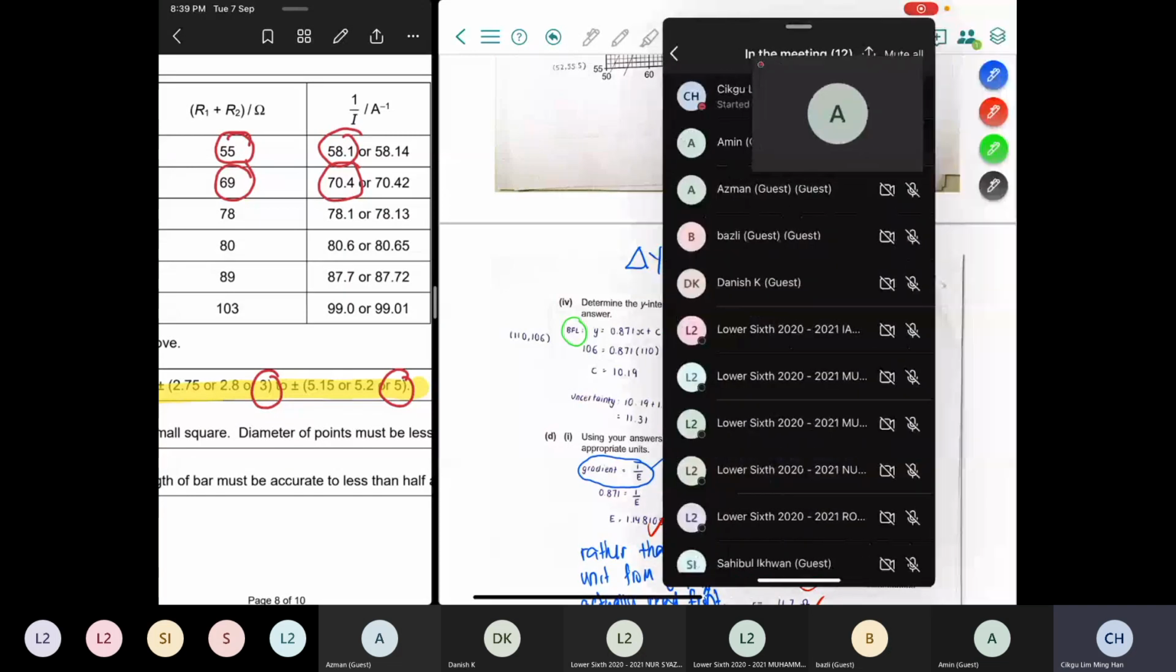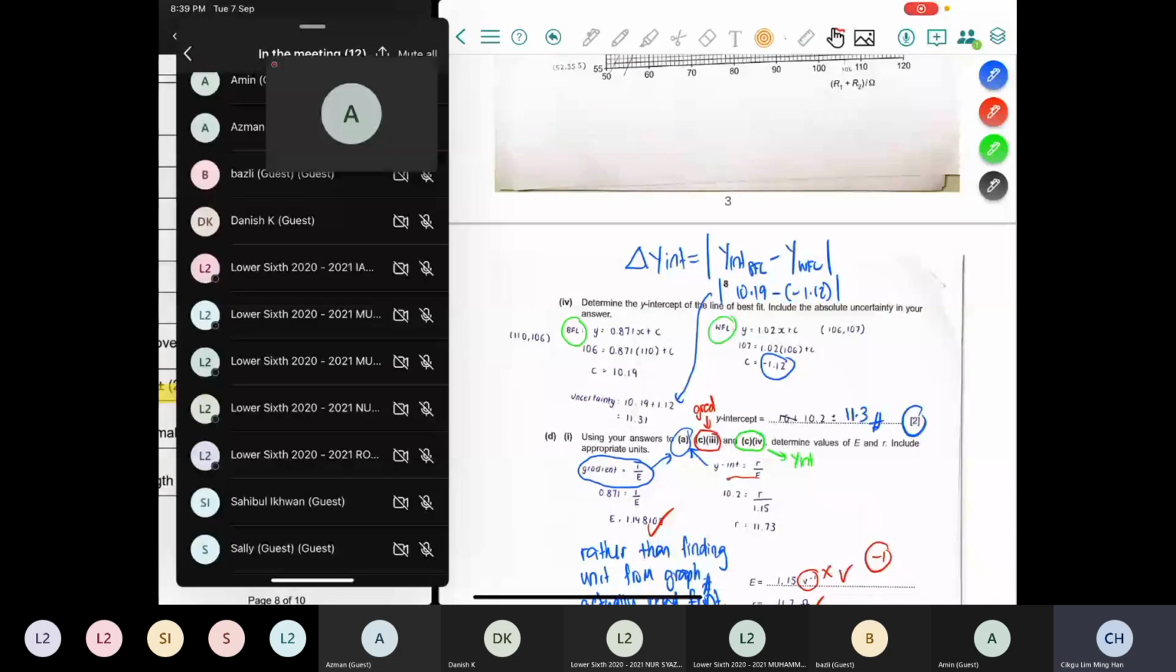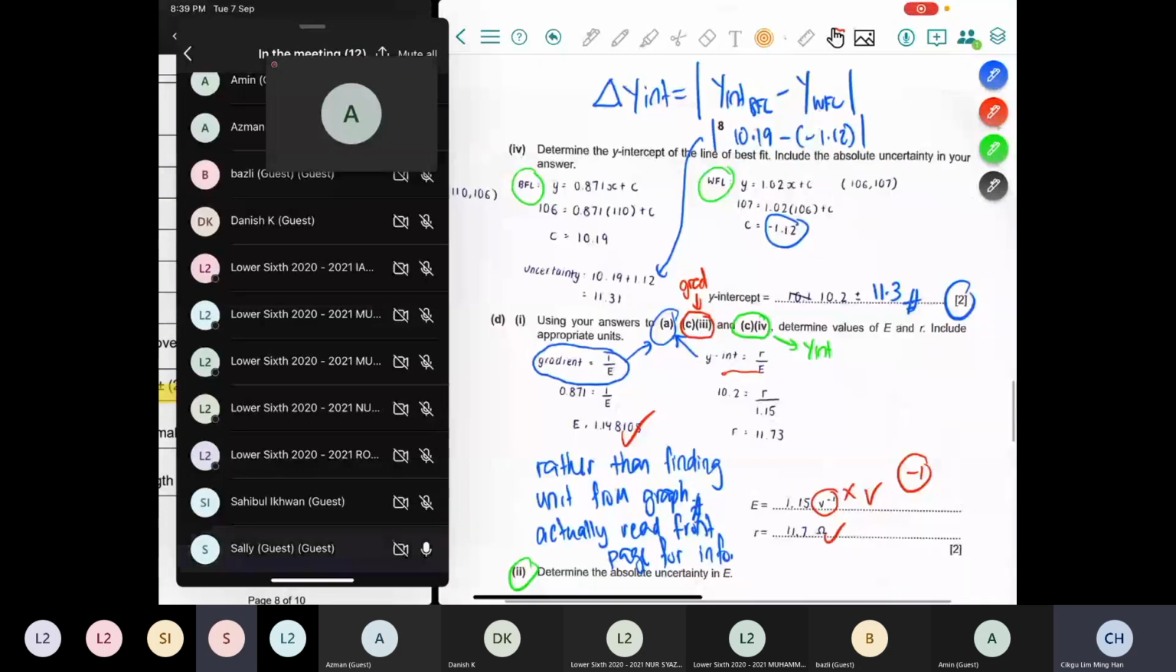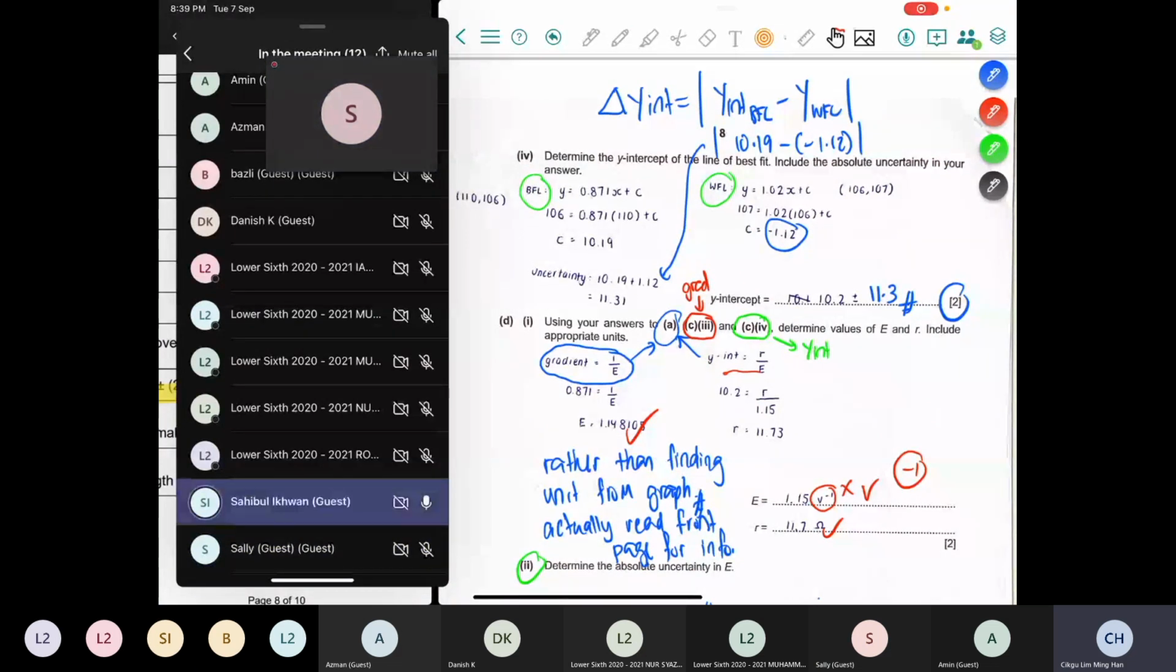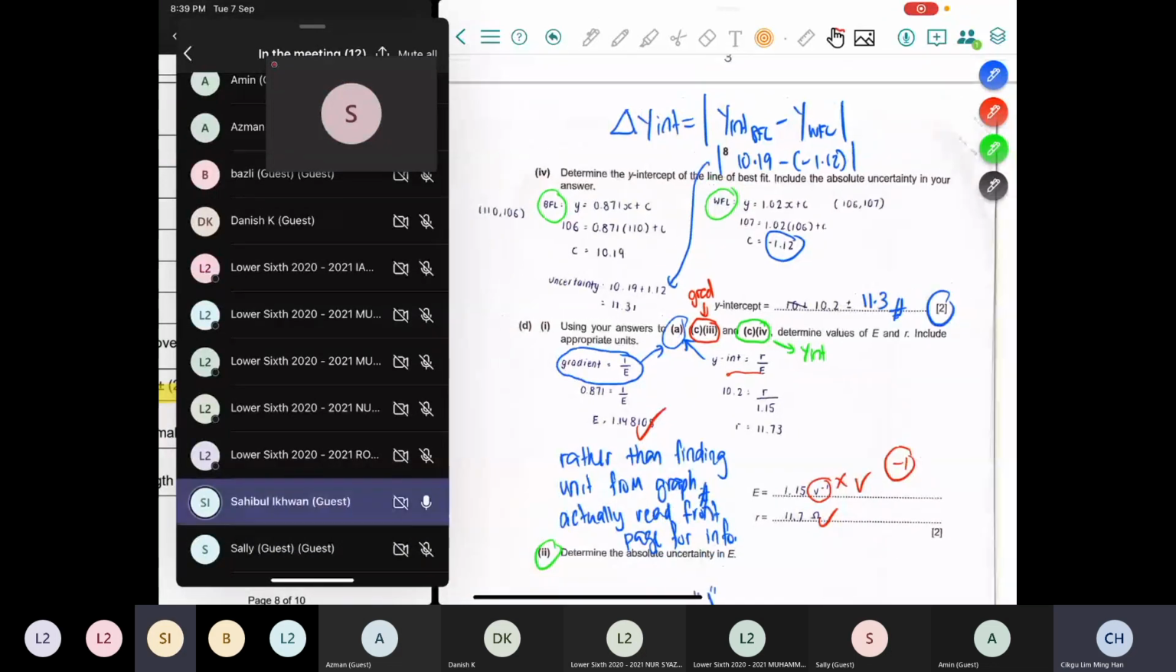Alright, so I will go through with you again, everybody here, to clear the doubt one by one, then we are off for today. Sally, we start with Sally from the bottom. Are you here, Sally? So any question you want to ask about this question 2? So far I'm okay. Alright, thank you. Sahibul? No sir, clear. Clear sir.